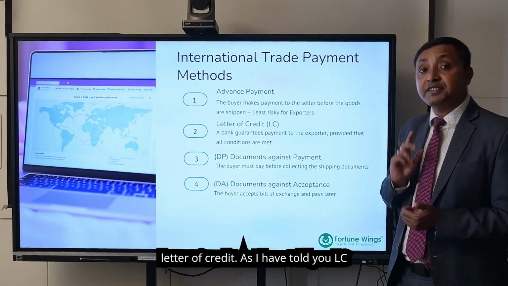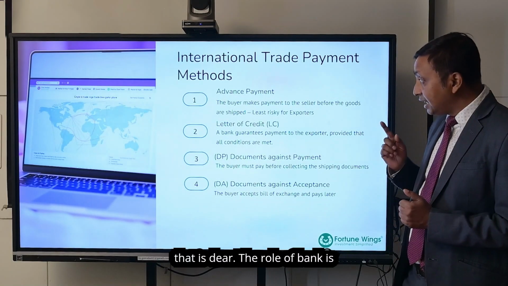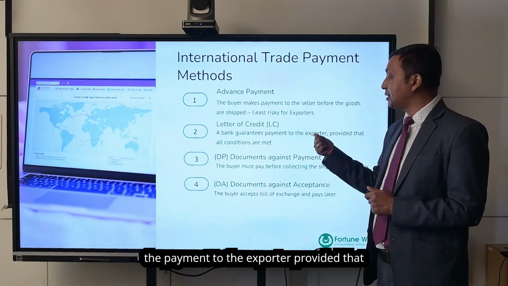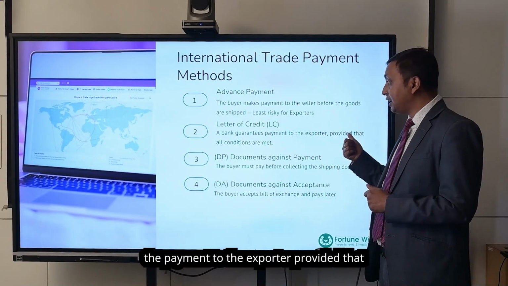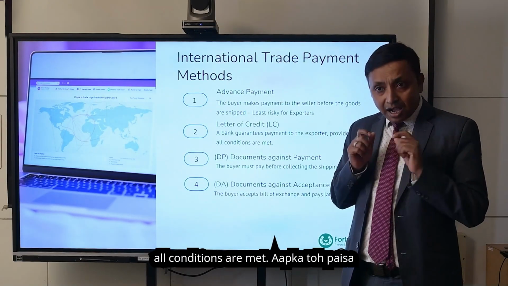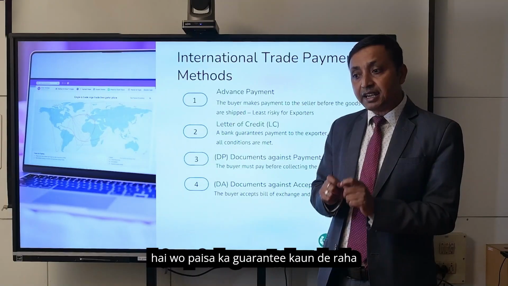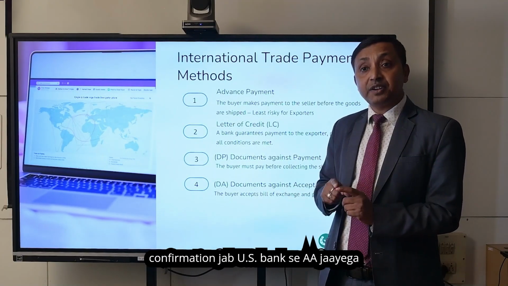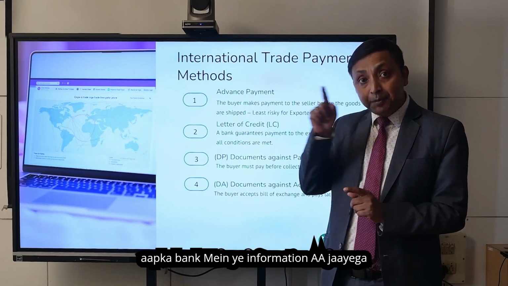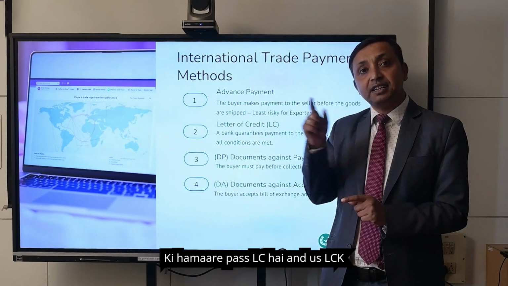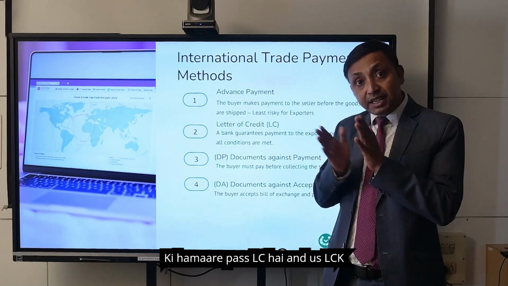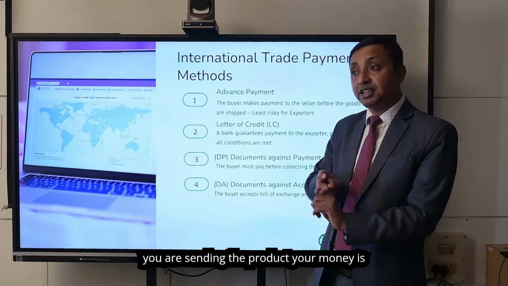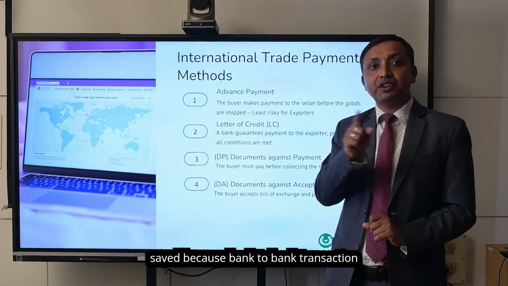Second is letter of credit, as I have told you, LC. There the role of the bank is important. The bank guarantees the payment to the exporter, provided that all conditions are met. Who is guaranteeing your money? The bank is. When the confirmation of your LC comes from that bank, the information will come to your bank that we have an LC, and on the basis of that LC you can send the product. Because if you are sending the product, your money is safe, because a bank-to-bank transaction will be there.